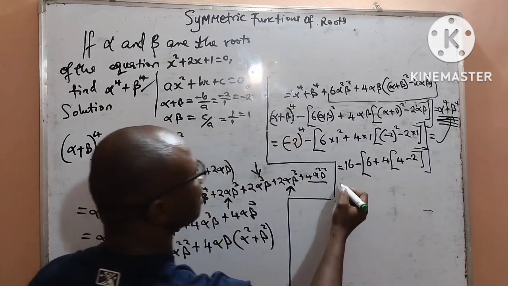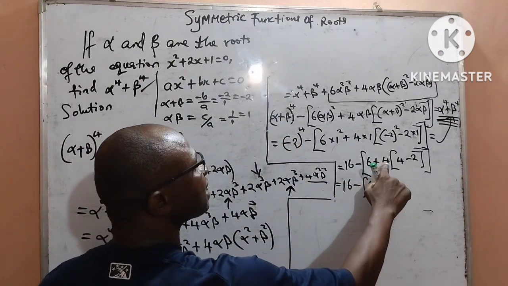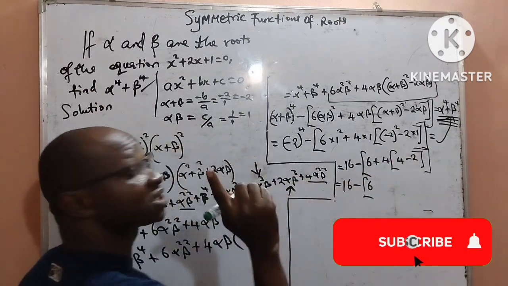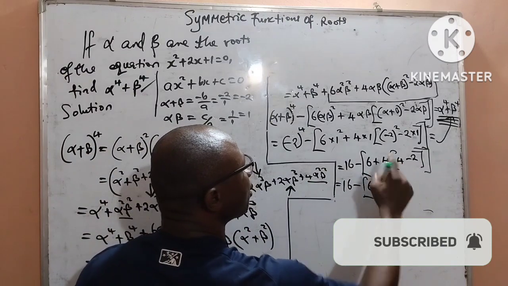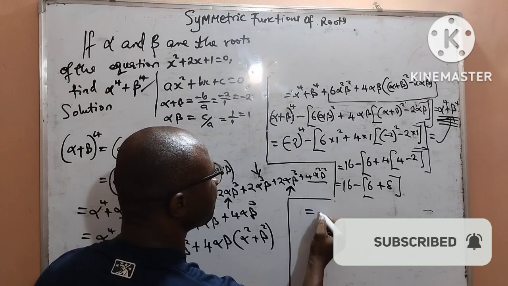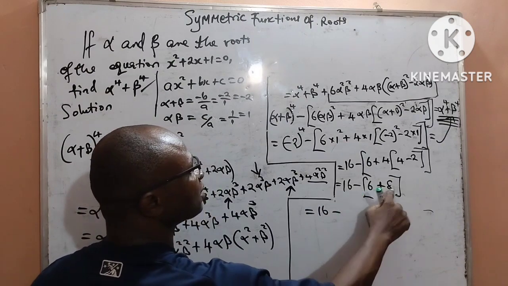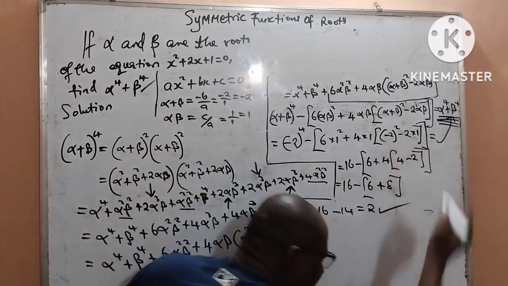So we are moving well. So this is now going to give me 16 minus 6. Then 4 minus 2 is 2. And that 2 times this 4 will give me 8. That is what I have inside the bracket now. Moving forward, I have 16 minus 8 plus 4 is going to give me 12. Final answer.